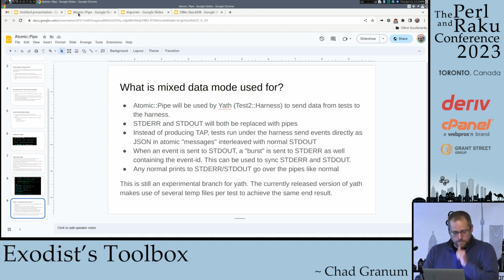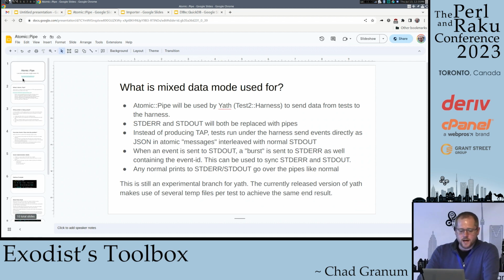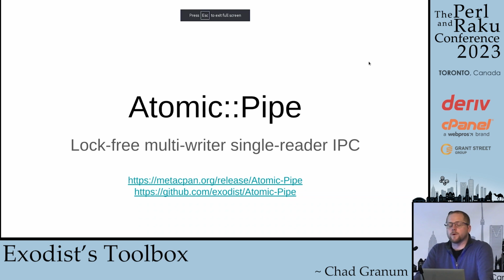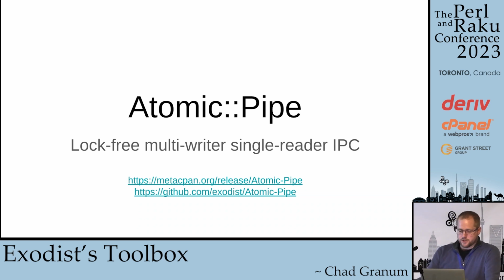Okay, next tool I'm going to be covering is, let me go to the top, Atomic Pipe. This tool I specifically wrote for the next iteration of Yath that I'm going to be releasing, because Yath runs a lot of tests, all of which need to send their output back to Yath itself. And I found that managing this was a pain. Currently, Yath uses temporary files that then get read by a different consumer, and it's a lot to manage.